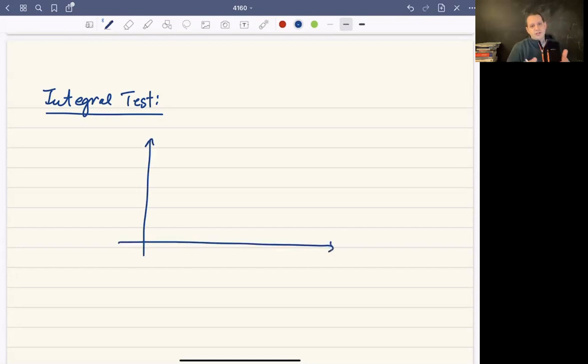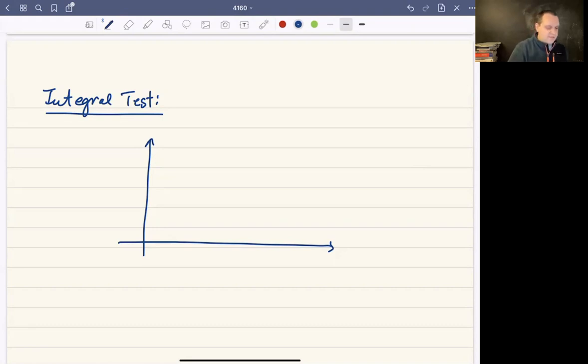We're considering functions that go to 0 because we know by the divergence test that if the sequence does not tend to 0, then the series is going to diverge. So the only series that have a chance of converging are the ones that go to 0. Of course, not all the series that go to 0 are going to converge, for example, the harmonic series. But if the sequence does not go to 0, then we're done.